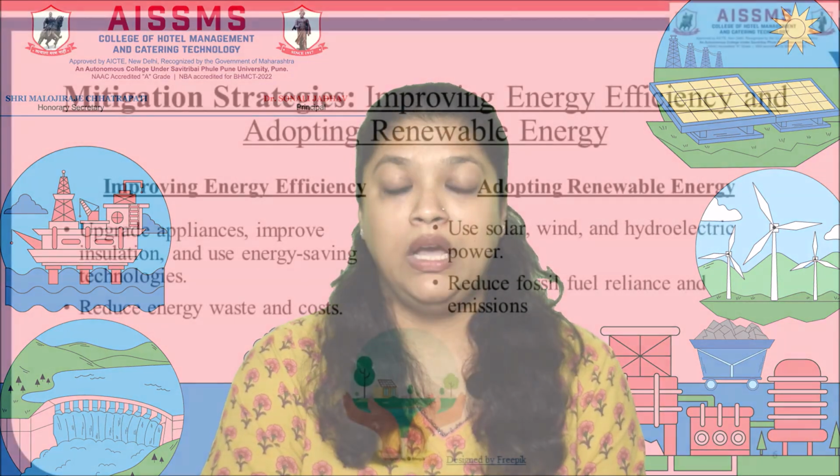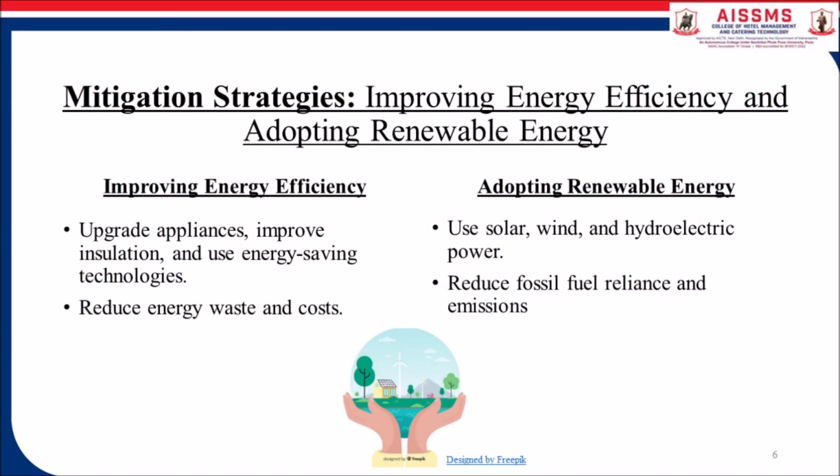What does this mean? Now, this involves reducing energy consumption through efficient technologies and practices while transitioning to renewable energy sources like solar, wind, and hydroelectric power, which produce fewer greenhouse gases than fossil fuels. Now, what is improving energy efficiency? This involves using energy more efficiently to accomplish the same tasks, such as upgrading appliances, improving insulation, and implementing energy-saving technologies. By reducing energy waste, we can decrease greenhouse gas emissions and lower energy costs.